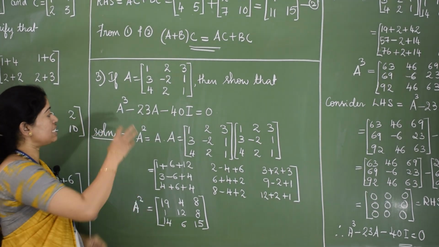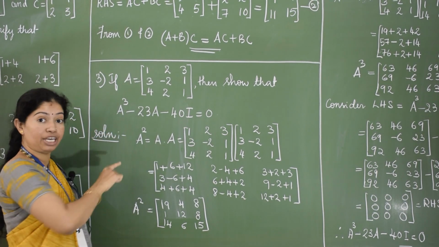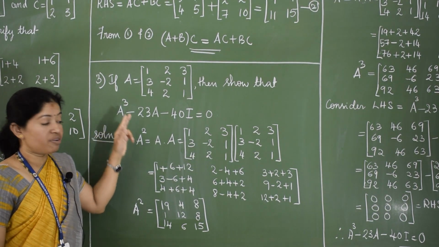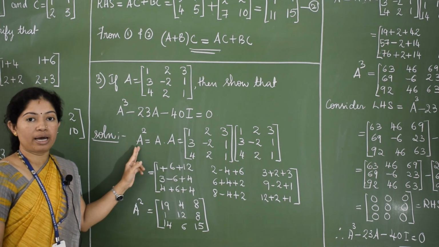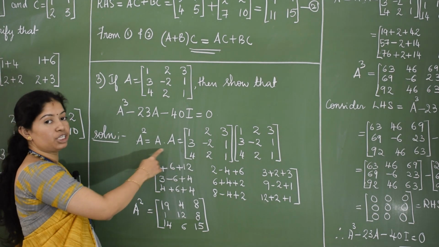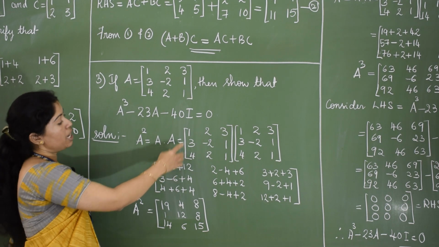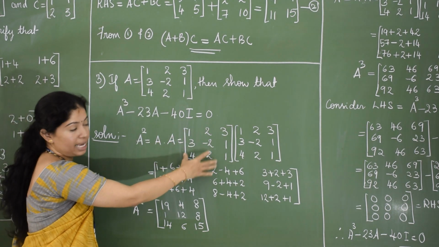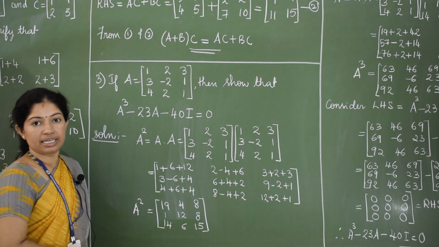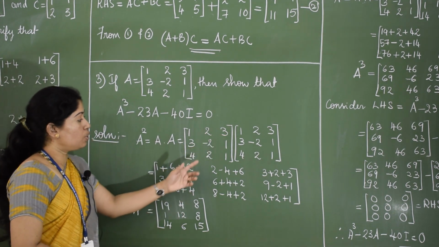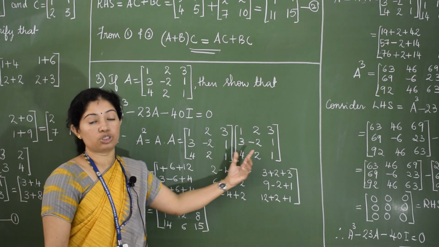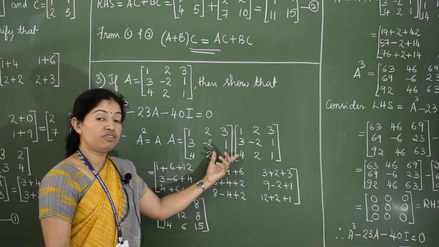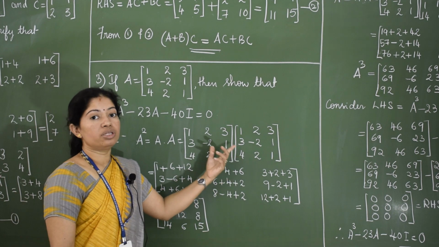So first we have to find A cube. To find A cube, first we have to find A square. Okay. So how to find A square? A square is nothing but A into A. So that is equal to, write the given matrix A, multiply with that matrix itself, A into A. So it is 3 cross 3. This matrix is also 3 cross 3, same matrix, no. So what will be the order of the product? It is also 3 cross 3.